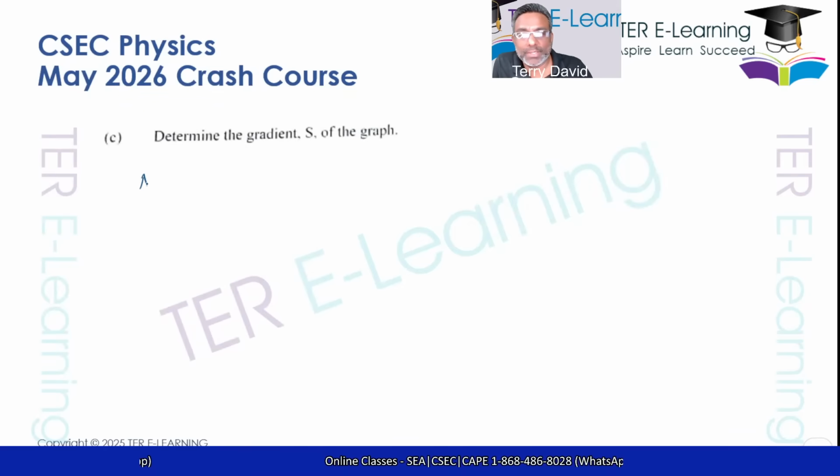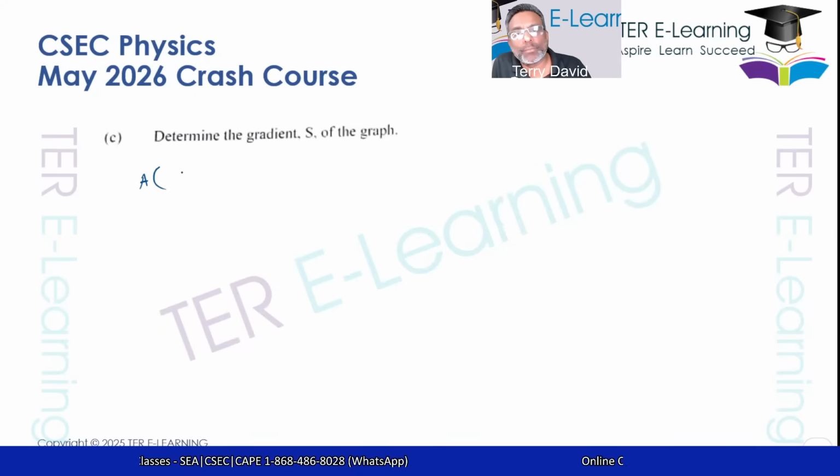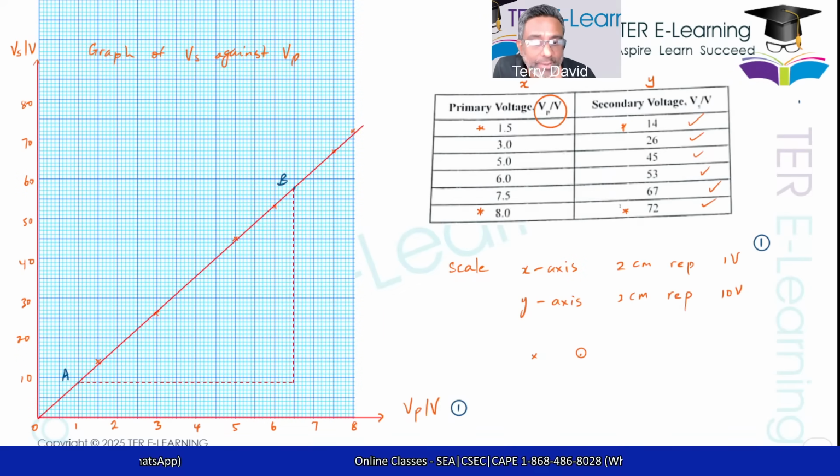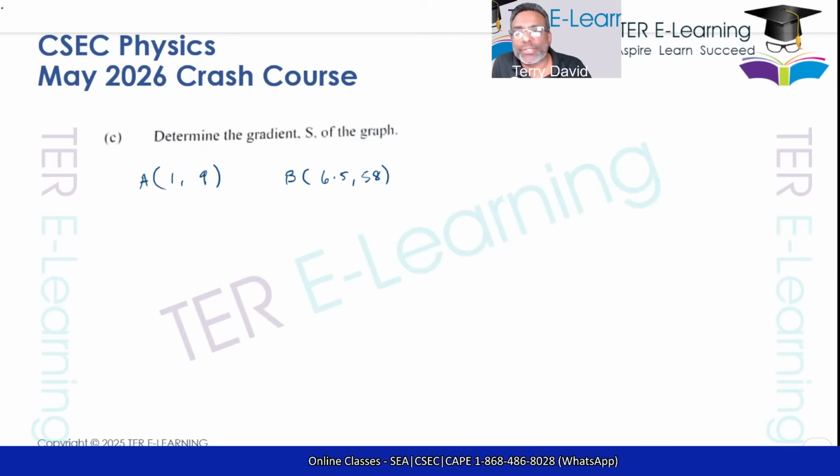The coordinates of A, according to my diagram, are 1 and 9. So this is 1 and this is 9. My B, according to my graph, is 6.5 against 58. That's what I have. Okay, so what we're going to do here is label before you work out slope.